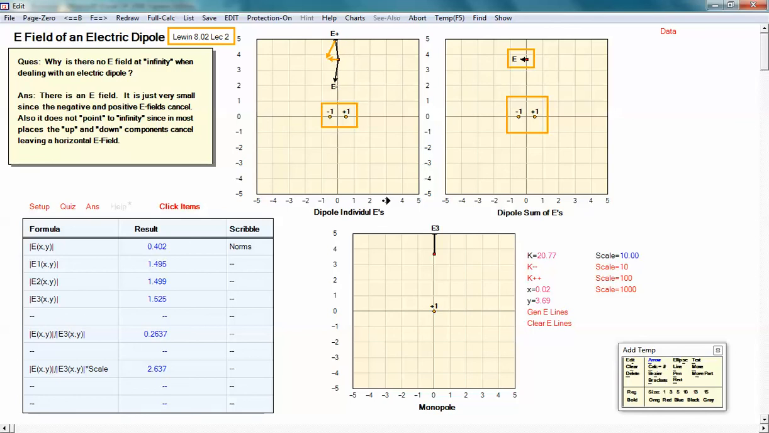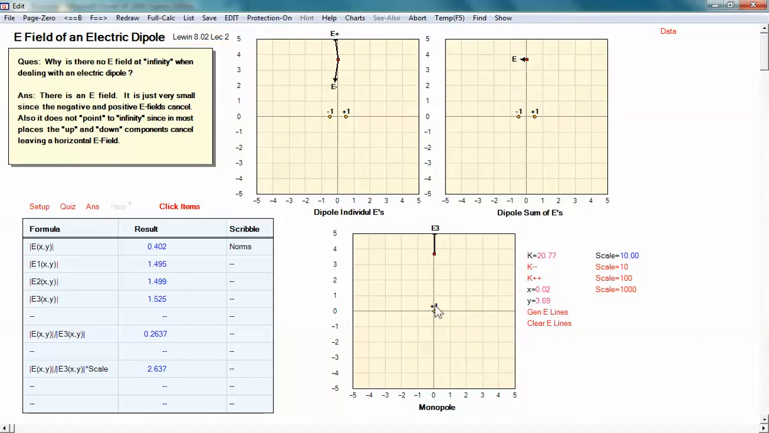Now contrast that down here with just a monopole, where the E field is always pointing away from the charge if it's a positive charge, and pointing towards it if it's a negative charge. So let's actually look at the E fields generated by the dipole and the monopole. To do that, I'm going to click on this little button. It takes a second for the program to generate them.